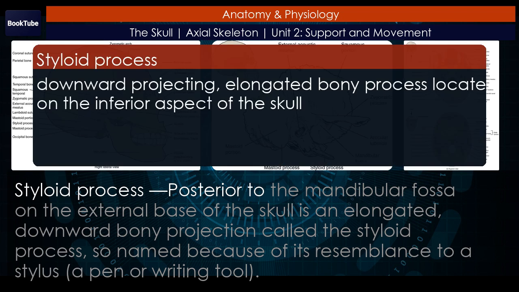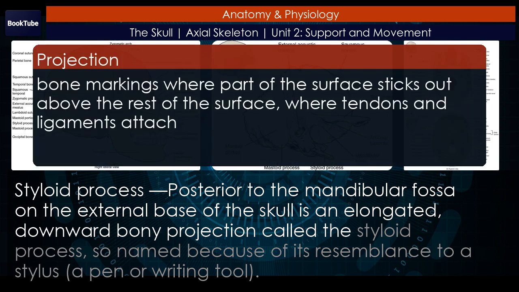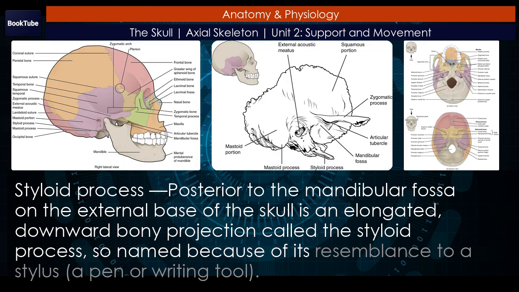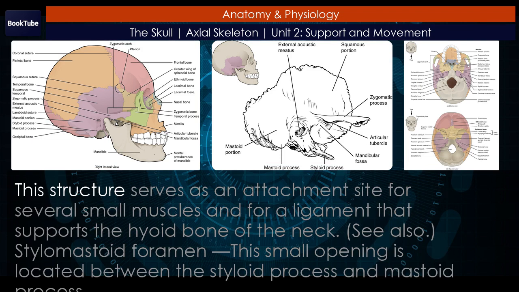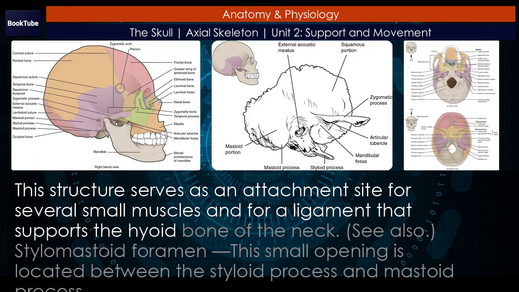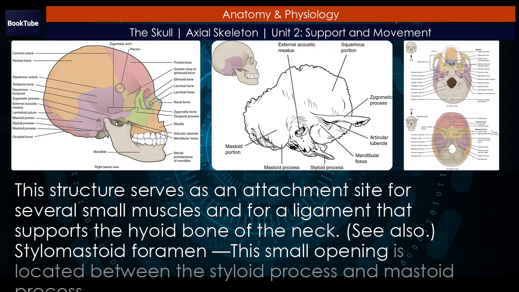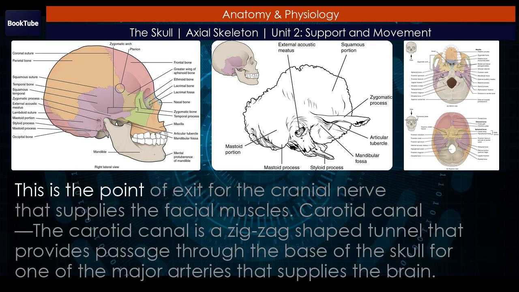Styloid process. Posterior to the mandibular fossa on the external base of the skull is an elongated, downward bony projection called the styloid process, so named because of its resemblance to a stylus, a pen or writing tool. This structure serves as an attachment site for several small muscles and for a ligament that supports the hyoid bone of the neck. See also stylomastoid foramen. This small opening is located between the styloid process and mastoid process. This is the point of exit for the cranial nerve that supplies the facial muscles.